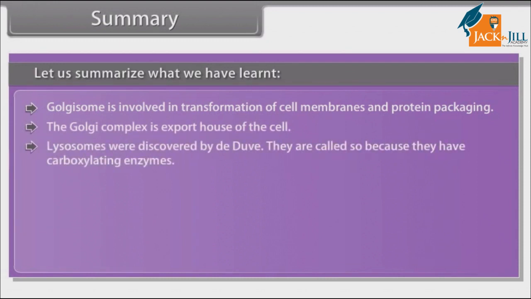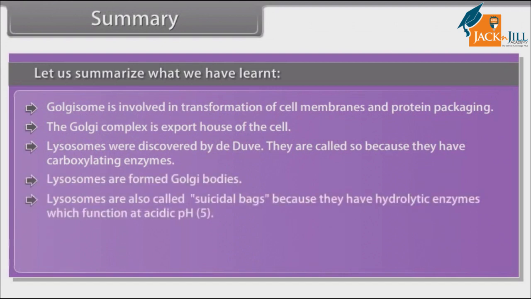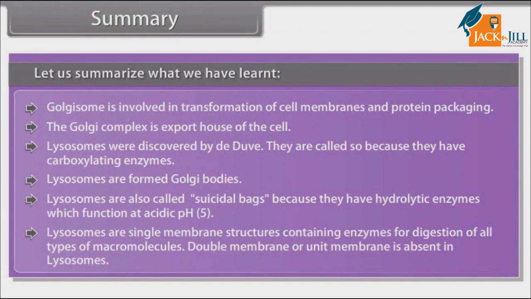Lysosomes were discovered by De Duve. They are called so because they have lytic enzymes. Lysosomes are formed by Golgi bodies. Lysosomes are also called suicidal bags because they have hydrolytic enzymes which function at acidic pH of 5. Lysosomes are single-membrane structures containing enzymes for digestion of all types of macromolecules. Double membrane is absent in lysosomes.